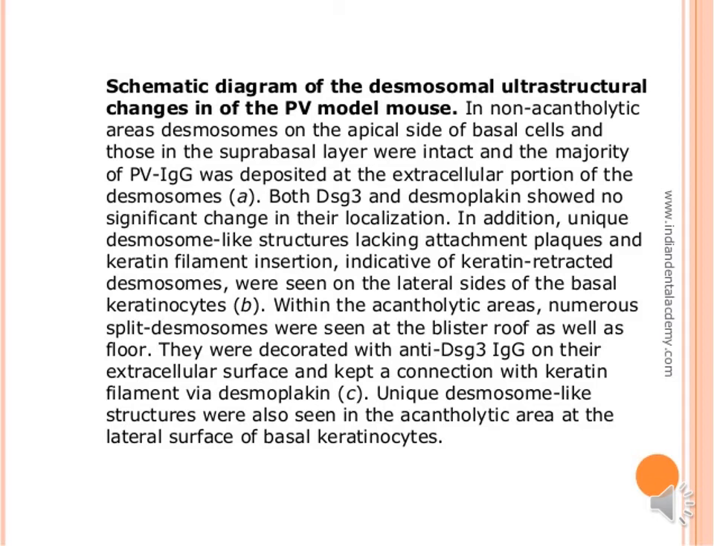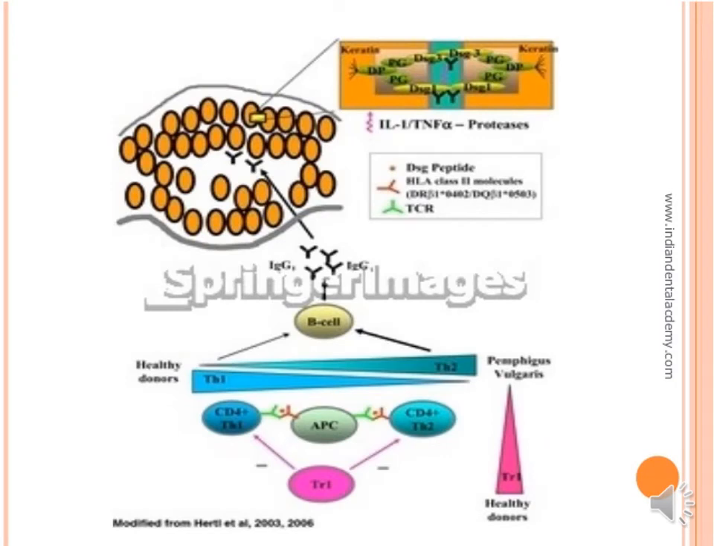In B, within the acantholytic area, numerous split desmosomes were seen at the blister roof as well as the floor. They were decorated with anti-DSG3 IgG on their extracellular surface and kept connection with keratin filament via desmoplakin. And in C, a half-desmosome-like structure was also seen in the acantholytic area at the lateral surface of the basal keratinocyte. This figure shows how it occurs in the cell of tissue.